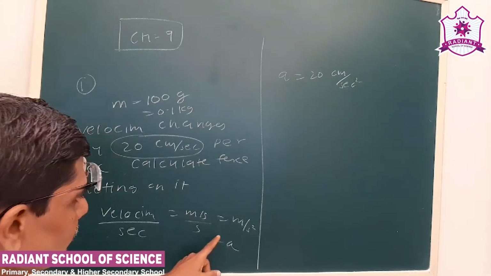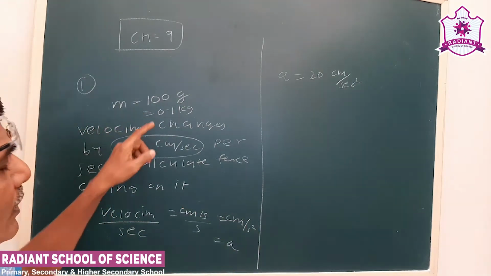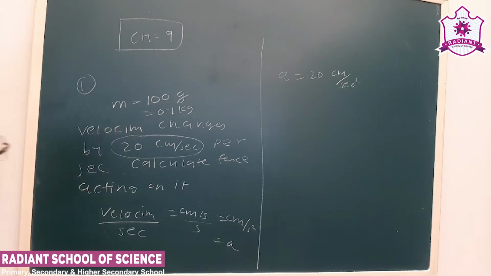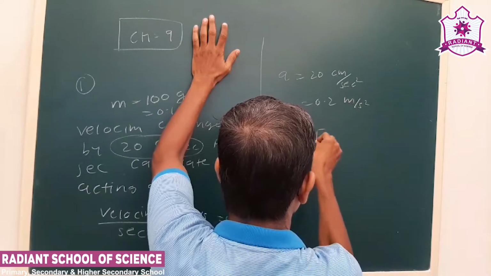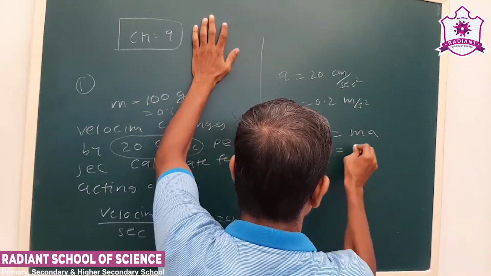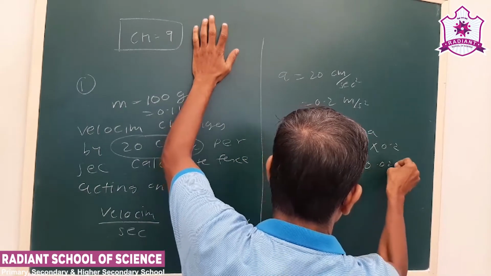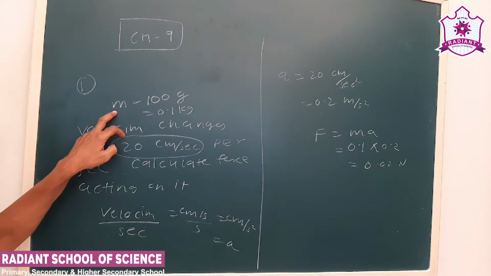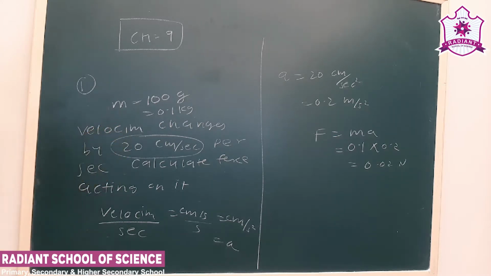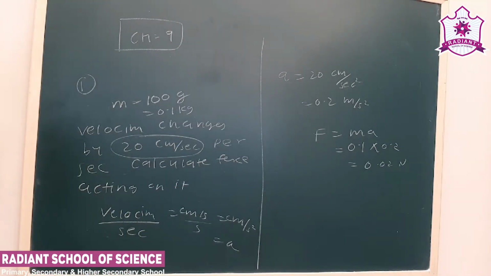See, this is what I have shown you. Here it is centimeter per second square. Now generally we write in MKS terms, so it will be 0.2 meter per second square. Now our equation F is equal to ma, mass is 0.1. So the force is 0.02 Newton. So here the mass of the body is 100 gram, the velocity changes 20 centimeter per second every second, then we can calculate the force.